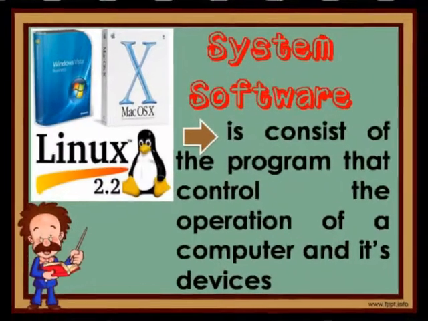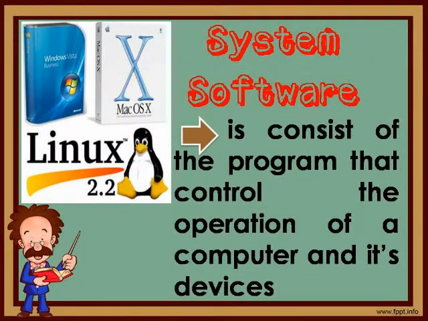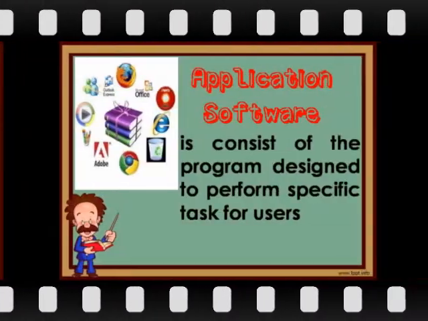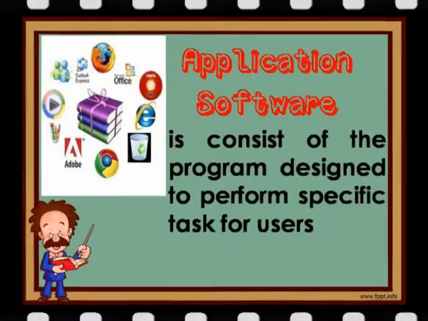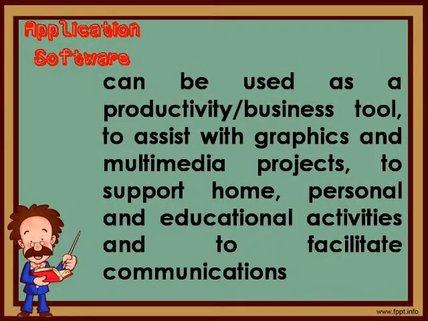System software consists of the program that controls the operation of a computer and its devices. Examples of these are the operating system and utility programs. While application software consists of the program designed to perform a specific task for users. It can be used as a productivity or business tool to assist with graphics and multimedia projects, to support home, personal, and education activities, and to facilitate communications.